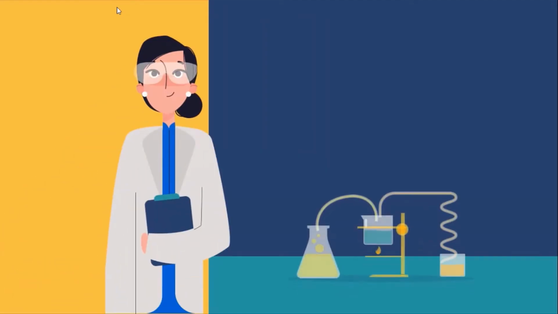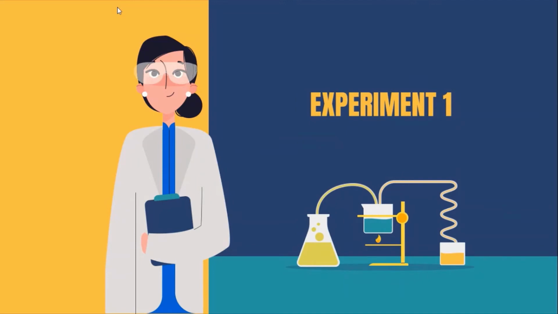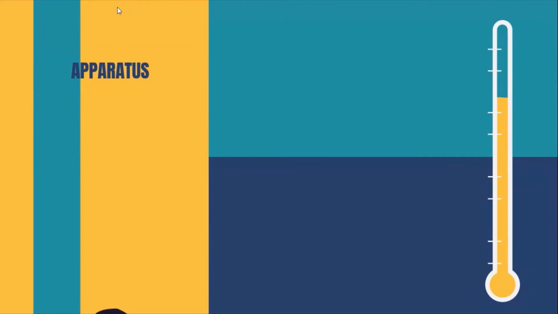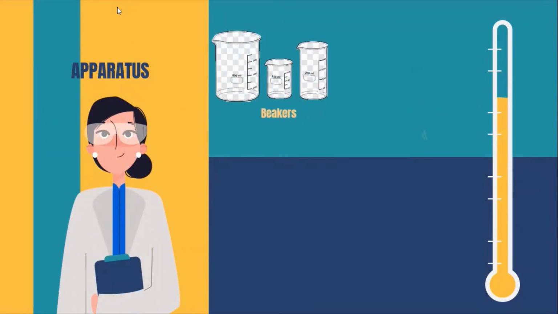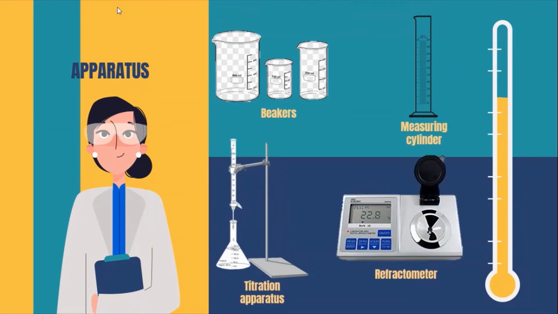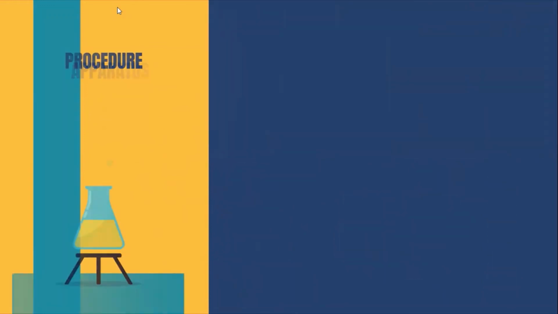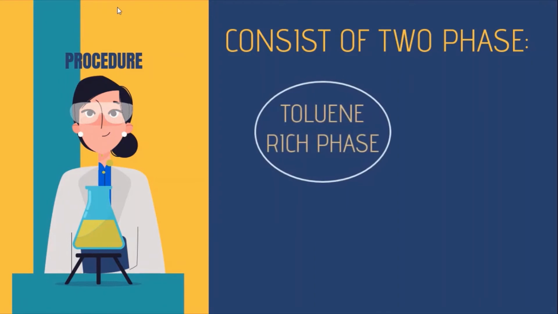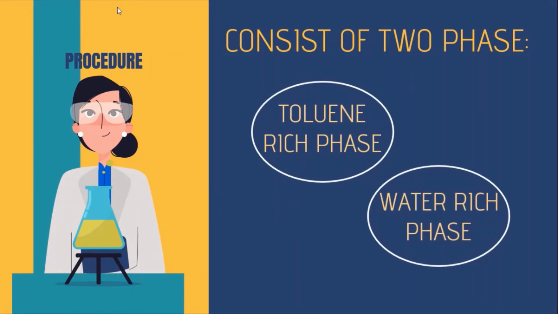Hello there! Now I'm going to explain the procedure of experiment 1, which is the determination of the binodal or solubility curve. The apparatus that we need to use in this experiment 1 are the beakers, the measuring cylinder, the titration apparatus, and also the refractometer. Experiment 1 also consists of two phases, which are the toluene-rich phase and the water-rich phase. So for the first one, the toluene-rich phase.